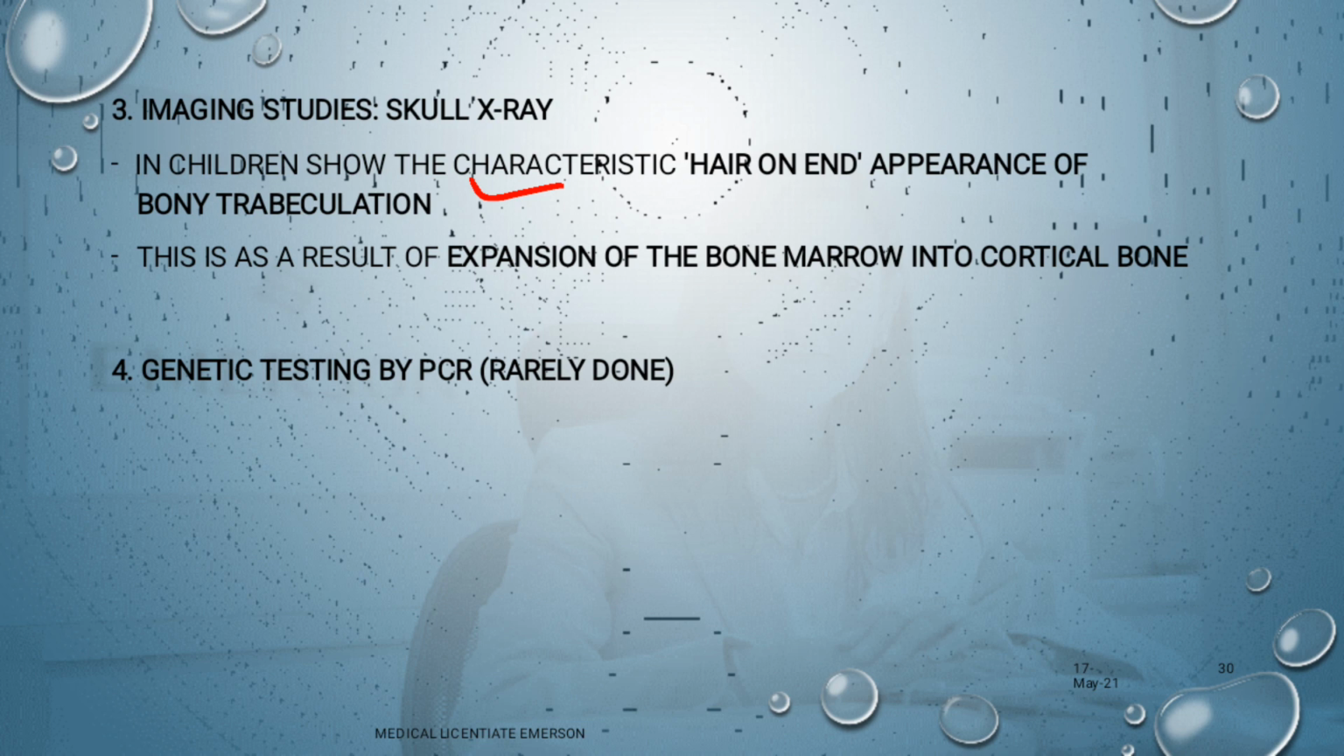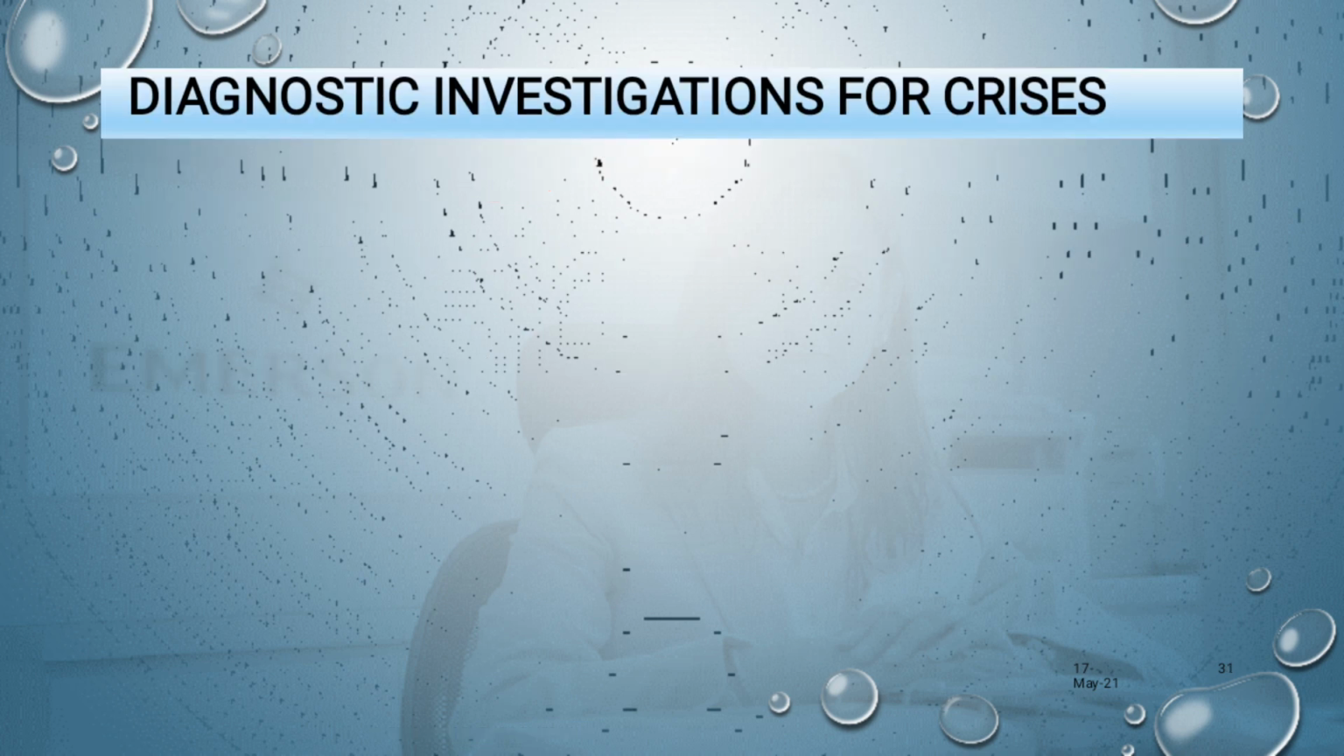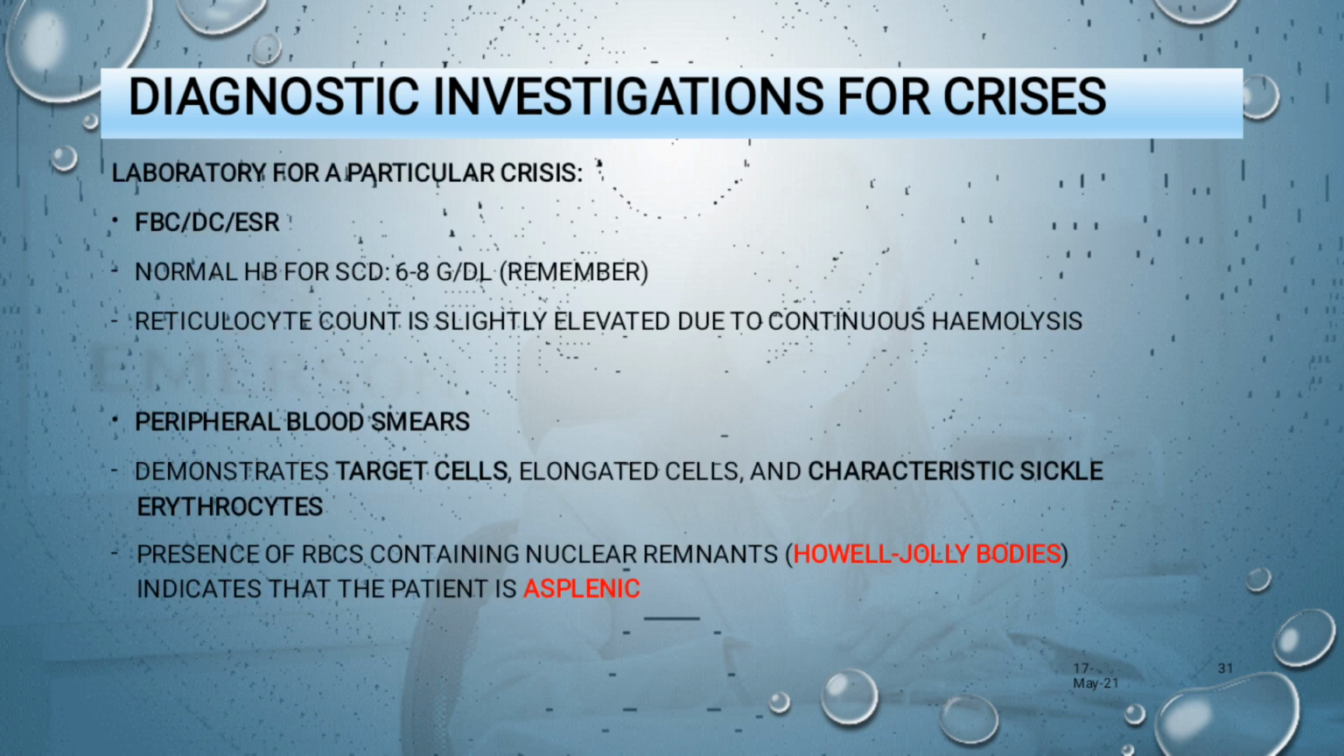And then the other test, which is genetic testing, which is the PCR. Then the other diagnostic investigation for crises: laboratory. We talked of the full blood count, where the normal, you have to remember, for an SCD patient should be 6 to 8 grams per deciliter, and the reticulocyte count should be slightly elevated due to continuous hemolysis.